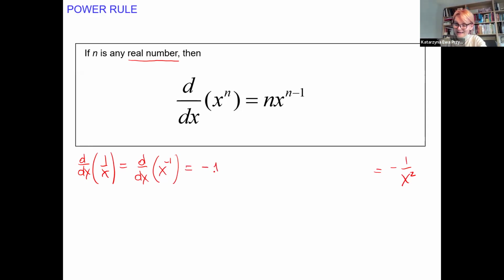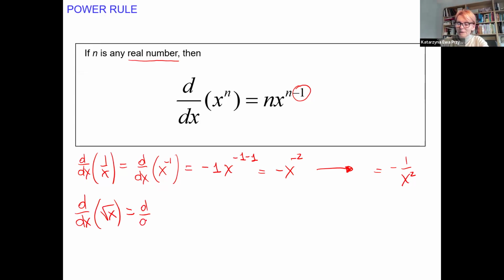Negative 1 times x, and from negative 1 we subtract 1: negative x to the negative 2. When we rewrite without the negative exponent, it is negative 1 over x squared. So we can use it even if it's not an actual power function, as long as we rewrite it for the power rule. What about the square root of x? I skipped the square root of x, but what is the power form for the square root of x?